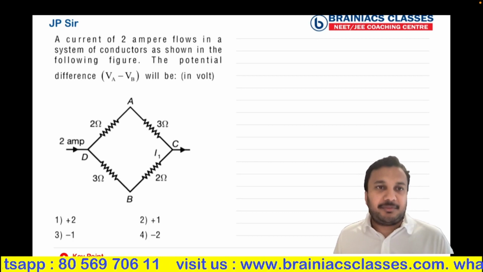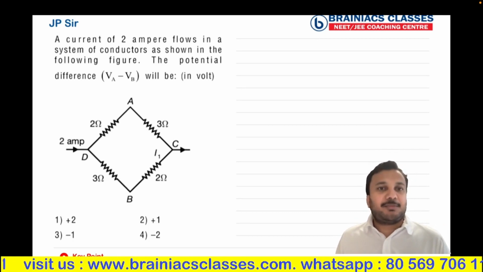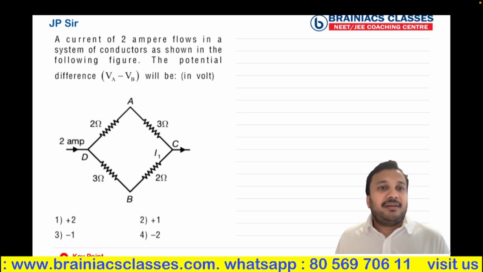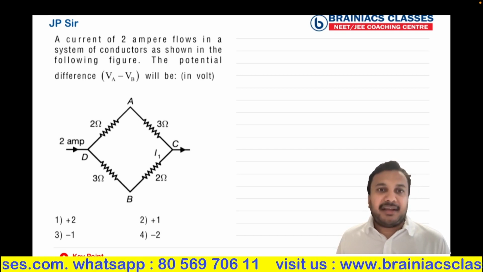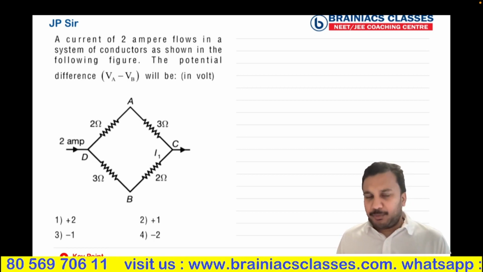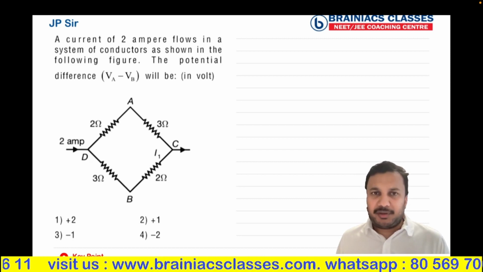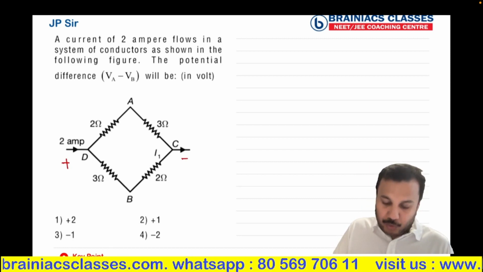And another interesting problem. A current of 2 amperes flows in a system of conductors as shown in the following figure. The potential difference VA minus VB will be in volts. So you have to remember one point: current is always going from where to where? Always from higher potential to lower potential.